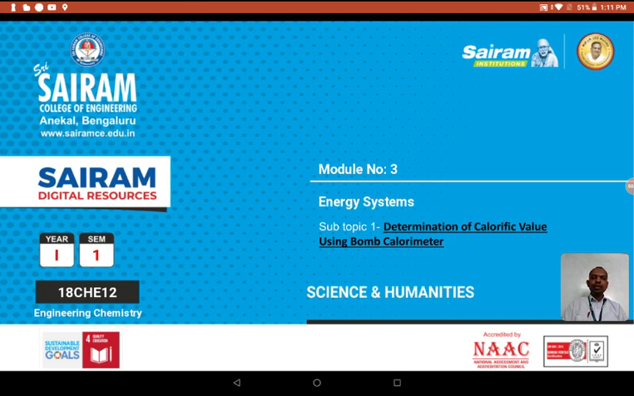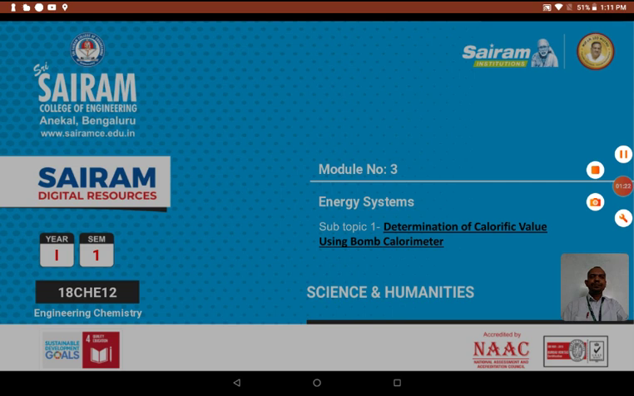For gaseous fuel, the calorific value can be determined using the Boys calorimeter. Boys is the name of a scientist. Since he is the first person who designed this calorimeter, it is named after him. It's called the Boys calorimeter. So today we are going to discuss only the bomb calorimeter, wherein we can determine the calorific value of only solid and liquid fuels.